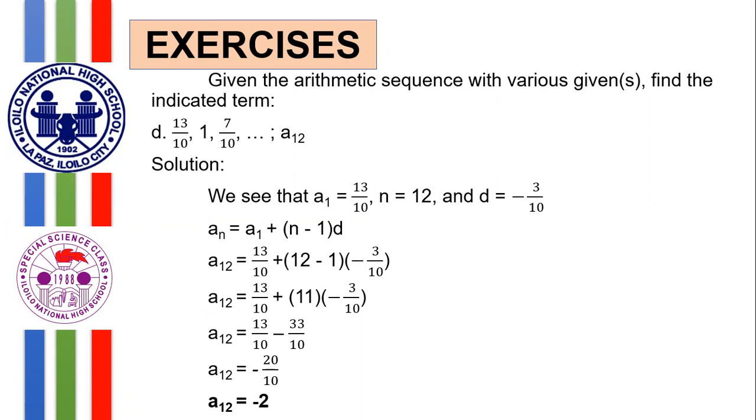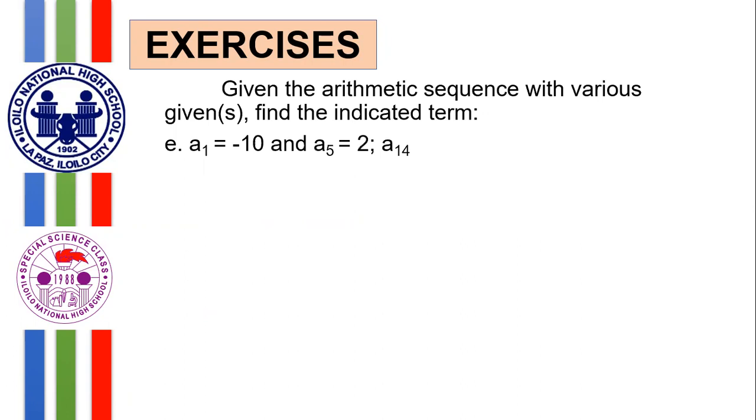And let's have another one, letter E. Supposing the first term is negative 10 and the fifth term is 2. What do you think is a sub 14? Unlike earlier, where you were given the first term and the second term, so you just had to subtract the second by the first to get D, in this case you are given a sub 1, which is negative 10. You are given your n, which is 14. But you don't know yet your D, or common difference.